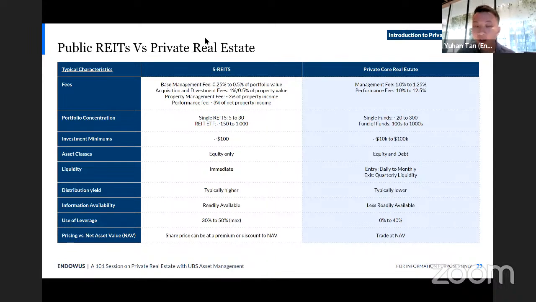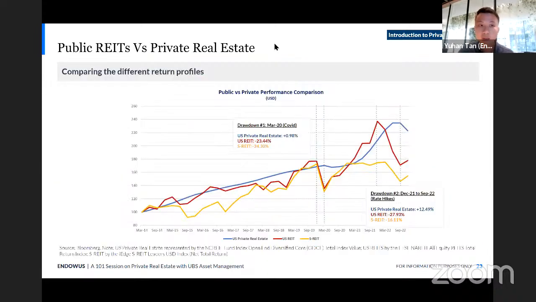Right, thanks, Dan, for the great insight and some of the very important considerations. And of course, performance is important, so we'll be looking at that next. So while both REITs and private real estate funds invest in what is essentially the same underlying asset class, the different structures can lead to very different return profiles.